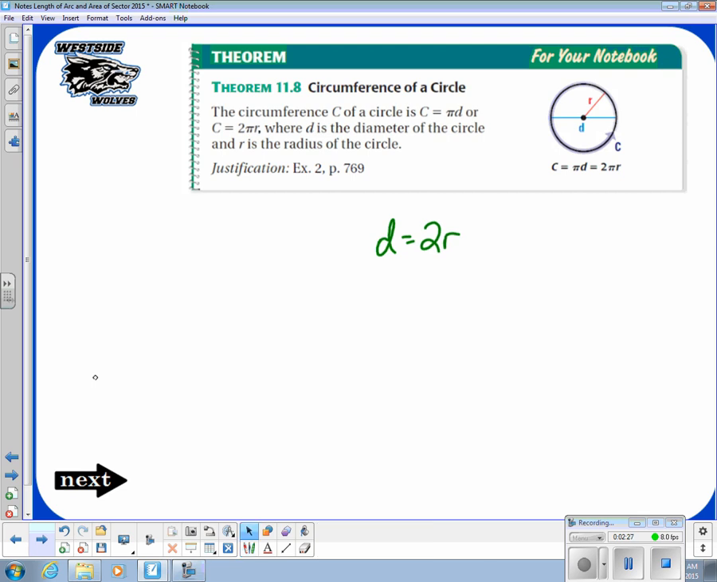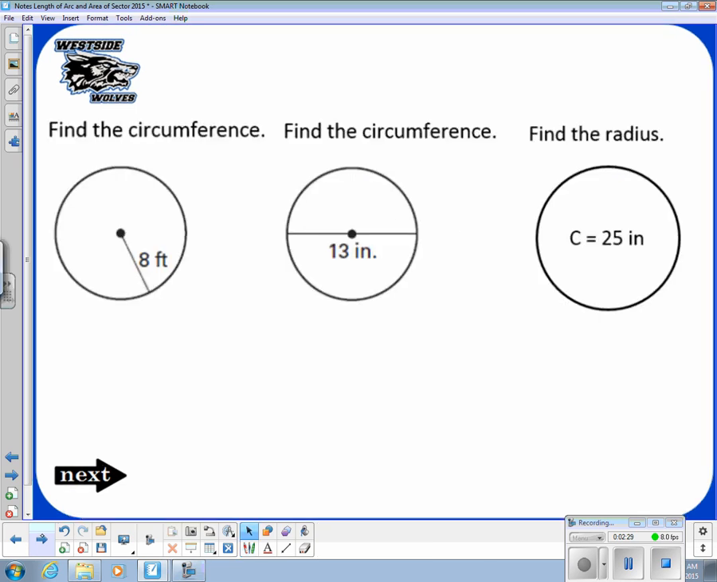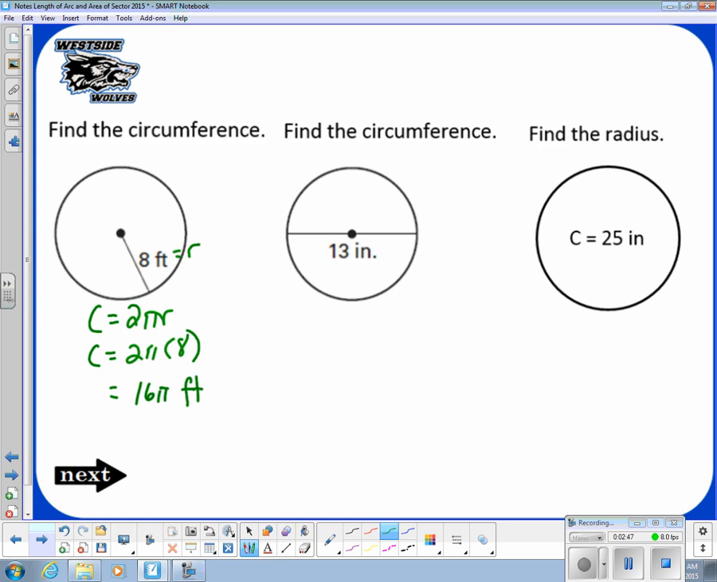All right, and so here we have our first three practice problems. It says find the circumference, find the circumference, and find the circumference. So if we look at the first one, always write your formulas. Circumference is equal to, we're going to use 2 pi r here because this is my radius. So circumference is equal to 2 pi times 8. And so my answer here is 16 pi feet. Because this is circumference, it's in a single unit.